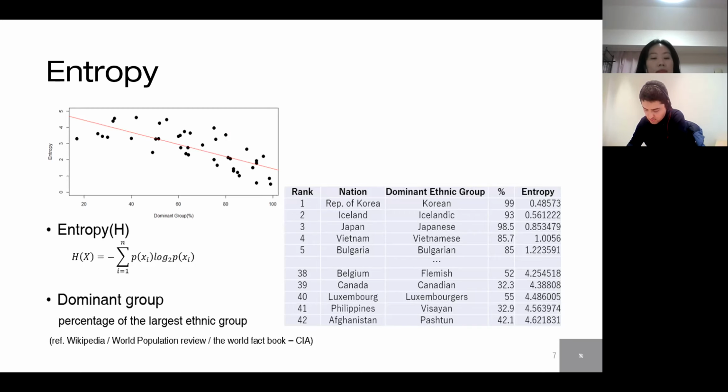So the result is this graph. The higher the information entropy in the distribution obtained from the prediction result, the smaller the proportion of the actual dominant ethnic composition. In other words, it can be seen that the countries with high information entropy are countries with high ethnic diversity.